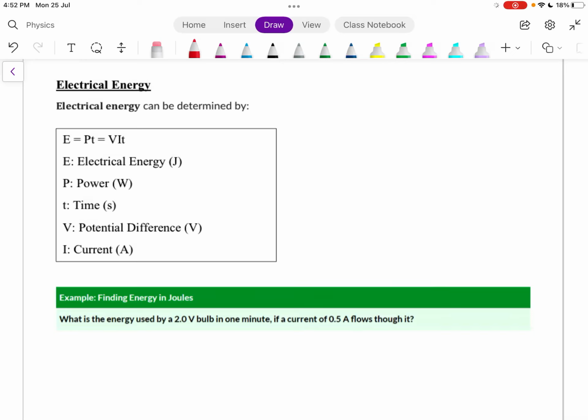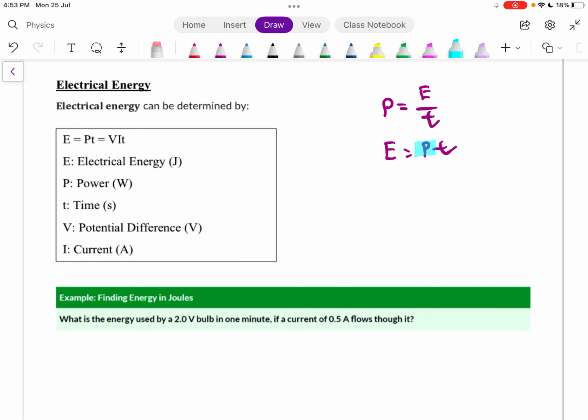Okay, so the second equation that we need to know in practical electricity is how to calculate your electrical energy. So electrical energy can be determined by E equal to PT, because just now we know that power is the rate of energy supplied, right? So of course when you do your cross multiplication, you will get E equal to PT.